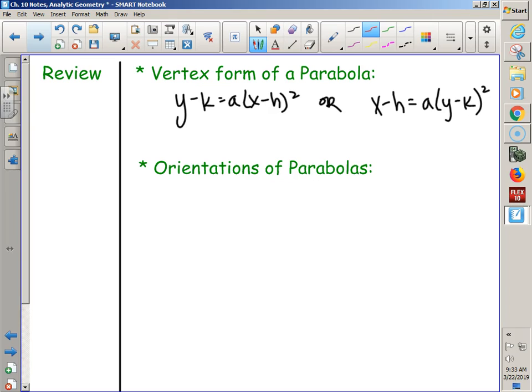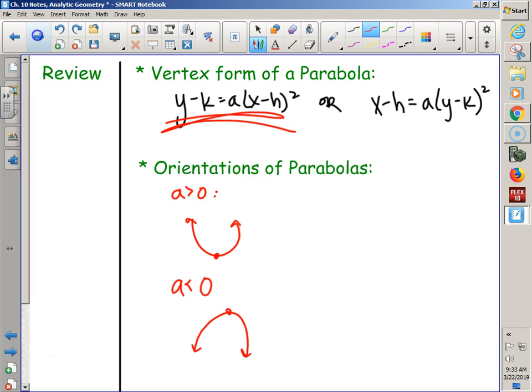But orientations of parabolas: if the x part is squared, then if A is greater than 0, we're going to have a concave up with a vertex at HK. Or if A is less than 0, we're going to have a concave down, with the vertex once again at HK. But if we have it oriented the other direction, x and y have been switched.